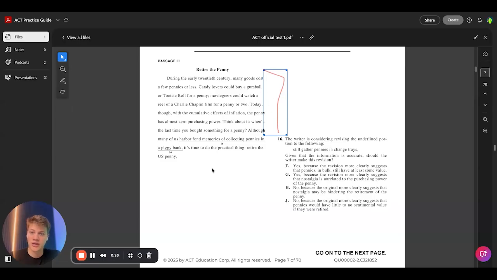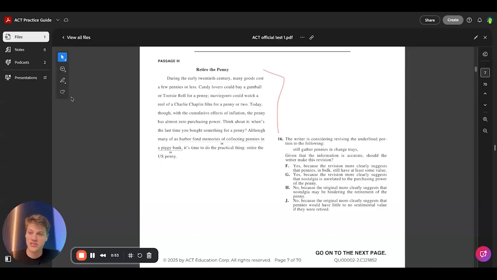During the early 20th century, many goods cost a few pennies or less. Candy lovers could buy a gumball or Tootsie Roll for a penny. Moviegoers could watch a reel of a Charlie Chaplin film for a penny or two. Today, though, with the cumulative effects of inflation, the penny has almost zero purchasing power. Think about it. When's the last time you bought something for a penny? Although many of us harbor fond memories of collecting pennies in a piggy bank, it's time to do the practical thing: retire the US penny.